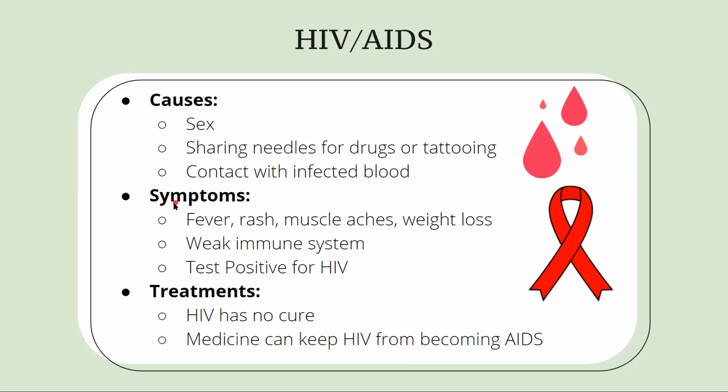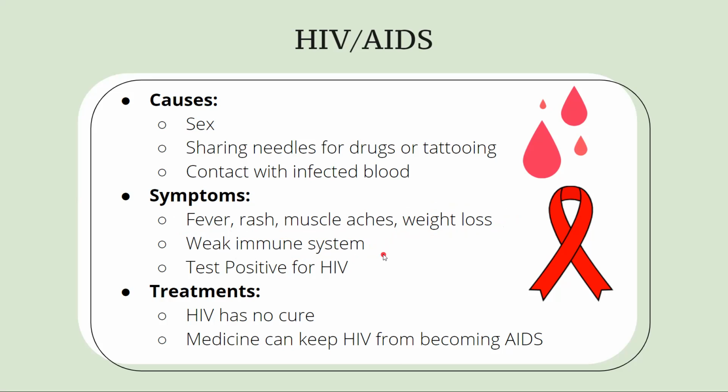Some common symptoms of HIV when it develops into AIDS are having a fever, rashes, and muscle aches. A lot of people that have HIV experience weight loss. In general, what HIV does is it targets the immune system of the body. Do you remember what the immune system is? It's a system in your body that helps protect it from other illnesses, like your common cold or maybe a sore throat. All of those are things that your immune system deals with.